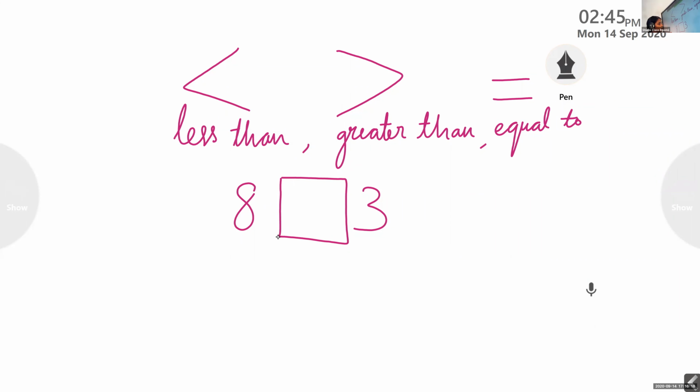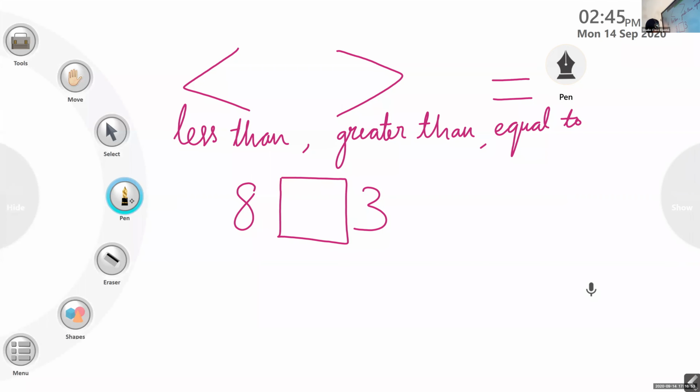Before deciding about the symbol, we have to think about the numbers. See, 8 and 3, both sides different numbers. If it is the same number, we can use the symbol equal to. But here one is 8 and another is 3, so it is not the equal to symbol. We have another two symbols, less than and greater than. Which is greater, 8 or 3? It is 8. The mouth of the fish will be open towards the bigger number. So we can write this.